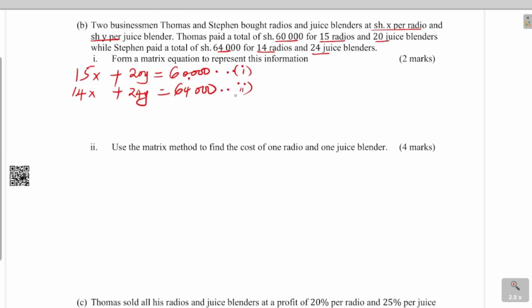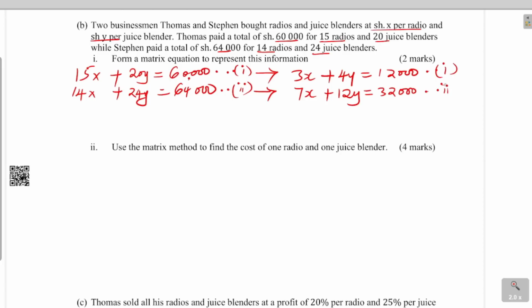When I look at them, it is possible to simplify each one of them. Like the first one, you can divide equation 1 by 5, each term by 5, and that will give 3x plus 4y equals 12,000. So that is equation 1 simplified. Equation 2, you can divide everything by 2, and you get 7x plus 12y equals 32,000. So you can simplify them like that. So that is equation 2.